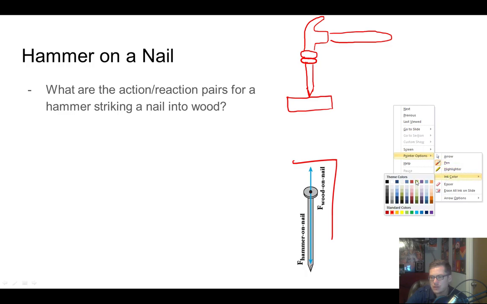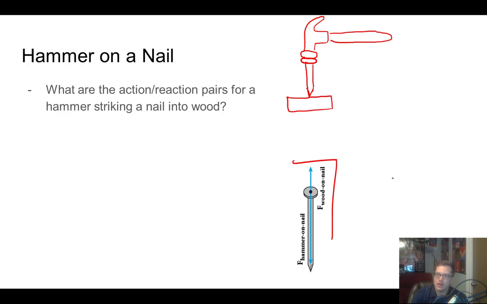So we're going to choose different ink colors to help us keep track of what's going on. So the hammer is acting on the nail, right? So we'll put this dot right here. Okay, and so with some force pushing down, the hammer is acting on the nail, right? So we'll call this the force of the hammer on the nail. All right, there's one of them.